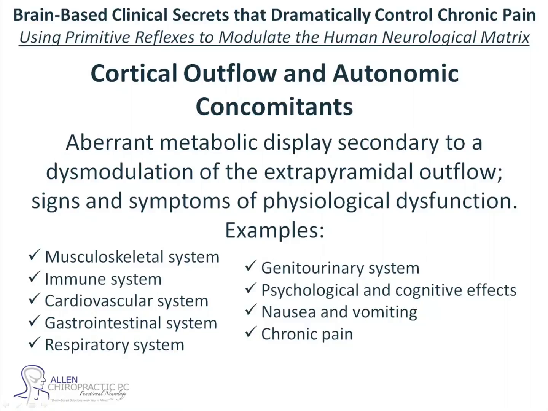musculoskeletal system, the immune system, cardiovascular system, gastrointestinal system, the respiratory system, genitourinary, psychological, and cognitive effects. It can cause nausea and vomiting and the perception of chronic pain. So it's important to have these autonomic displays appropriately modulated through extrapyramidal pathways through their stimulation secondary to primary afferentation.